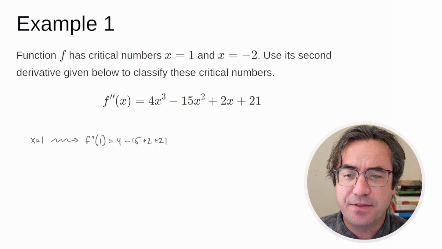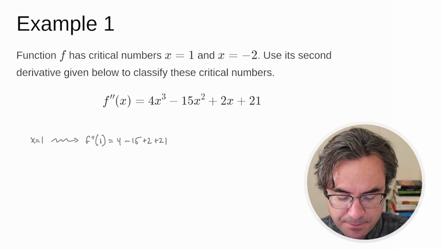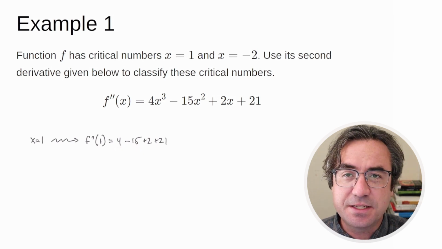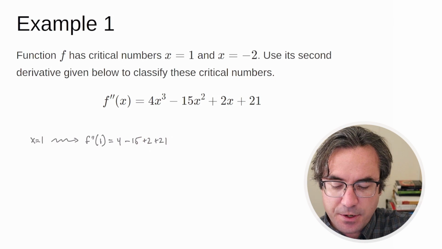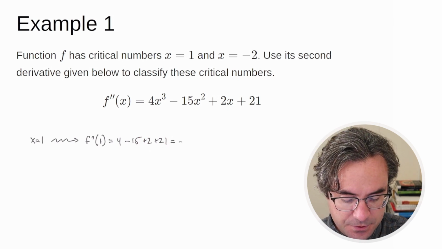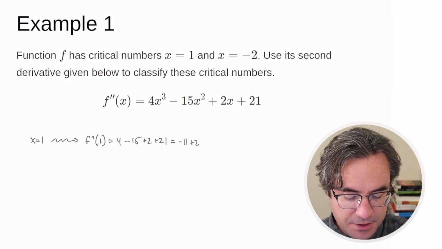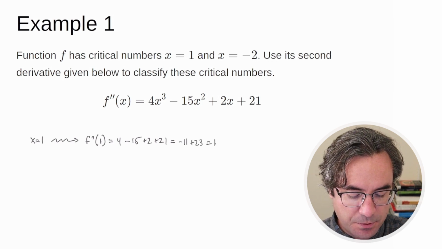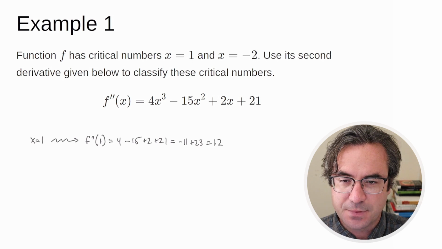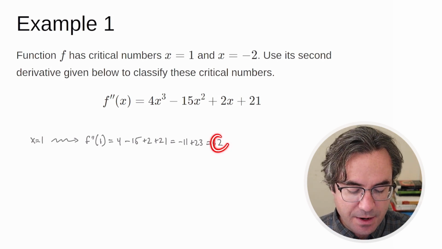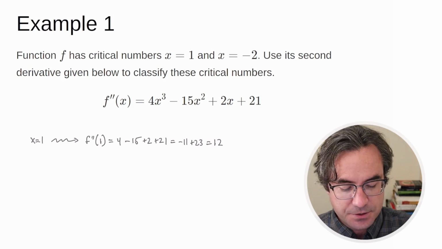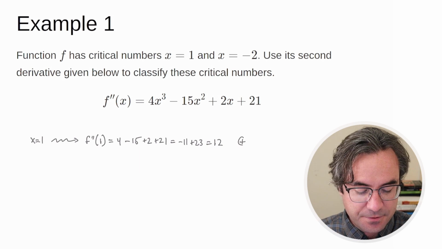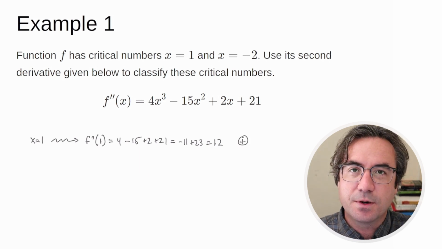And if we simplify this, what do we get? Well, 4 minus 15 is negative 11. And then we've got plus 23 over here. So we've got negative 11 plus 23, which is equal to positive 12. We don't really care about the number part of this. We just care, is it positive or negative? So this is positive.